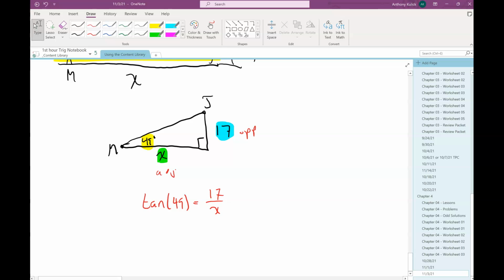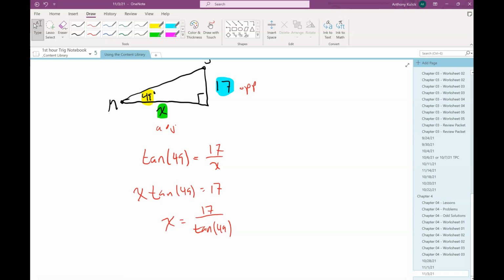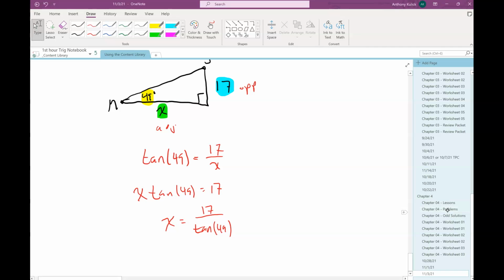So to solve for x, I'd multiply both sides by x to get it out of the fraction, and then divide both sides by tan 49. Remember, tan 49 is just some kooky decimal, but I don't want to write down that long decimal. I'm just going to write down tan 49 until I get to my calculator and type it in. 17 divided by tan 49 is 14.8-ish.